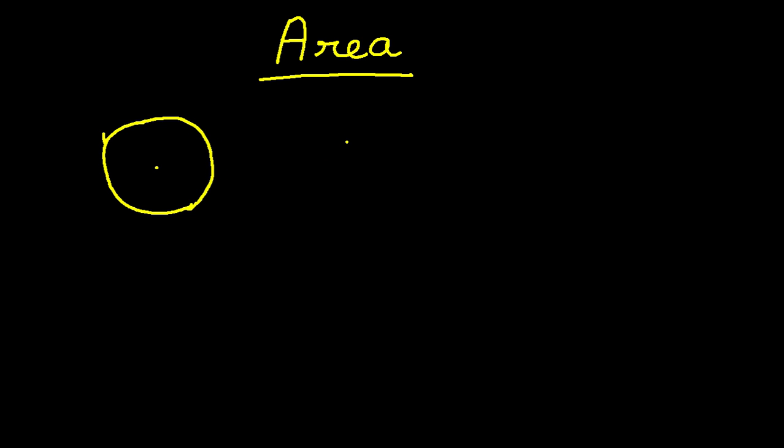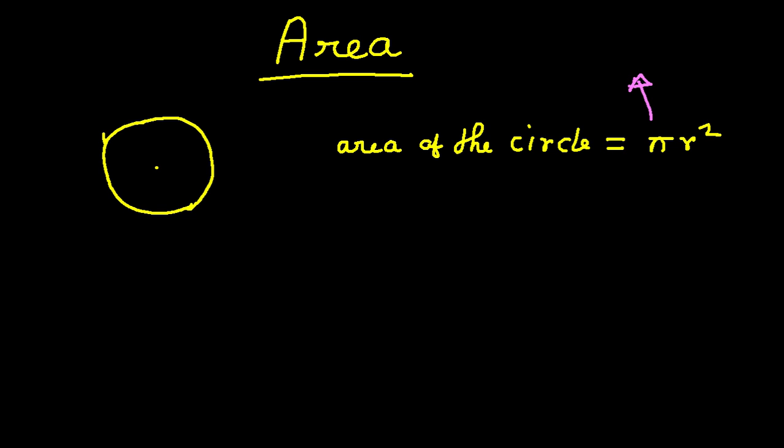And we know the area of the circle is pi r square, where the value of pi is 22/7, which is equal to 3.14 in decimal format, and this r is the radius of the circle. This is the radius of the circle, means this is the r. So area of the circle is this.